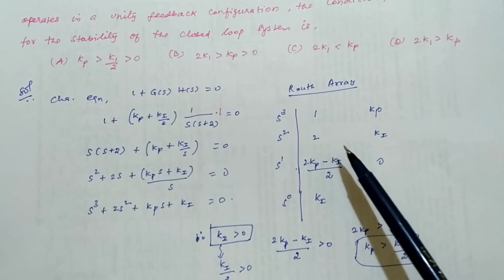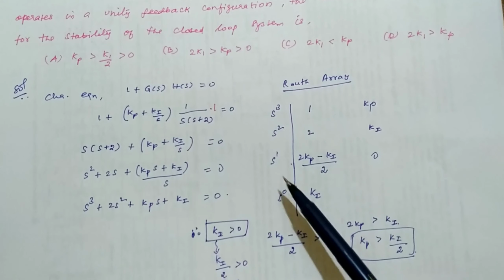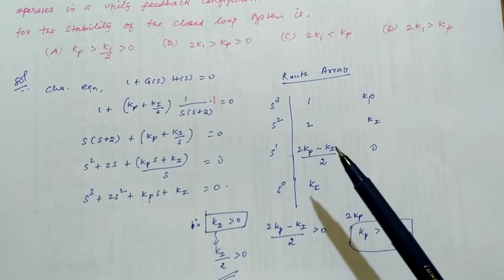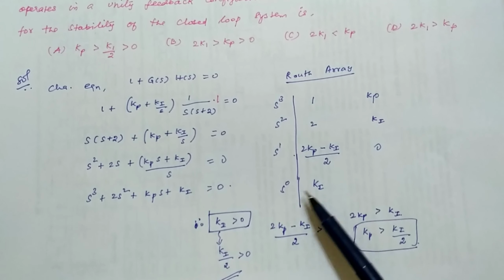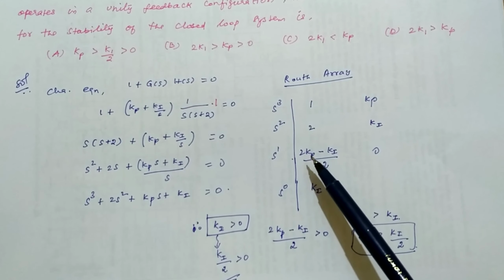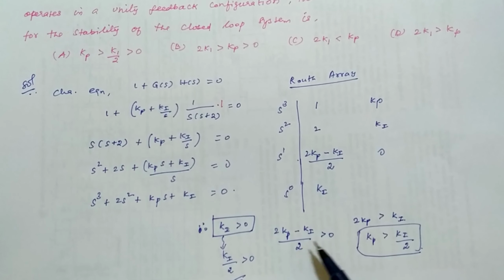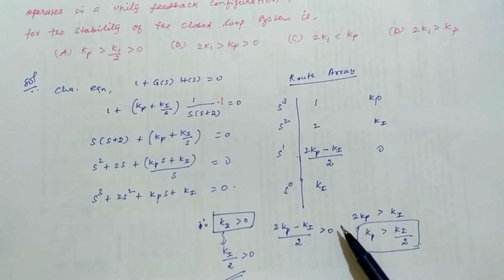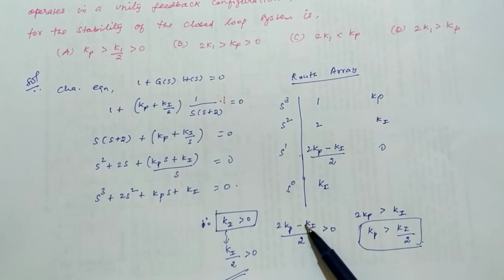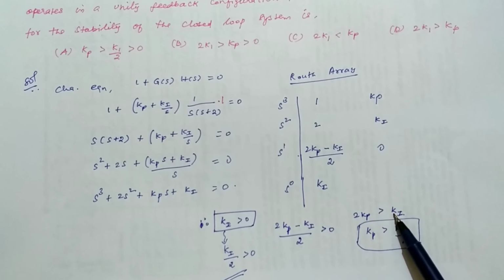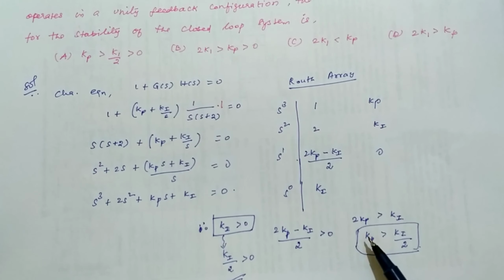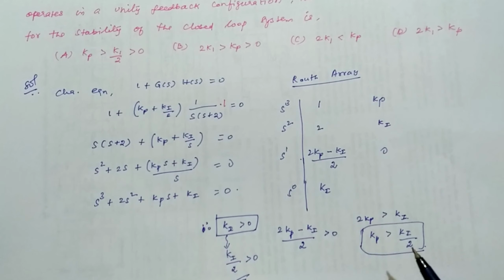Simplifying, applying the Routh array principle, we formulate the array like this. Now for stability, the first column must be positive, so ki must be greater than 0, and (2kp minus ki) divided by 2 is also greater than 0. Simplifying, the 2 cancels, ki goes to that side and becomes plus. So kp is greater than ki divided by 2.